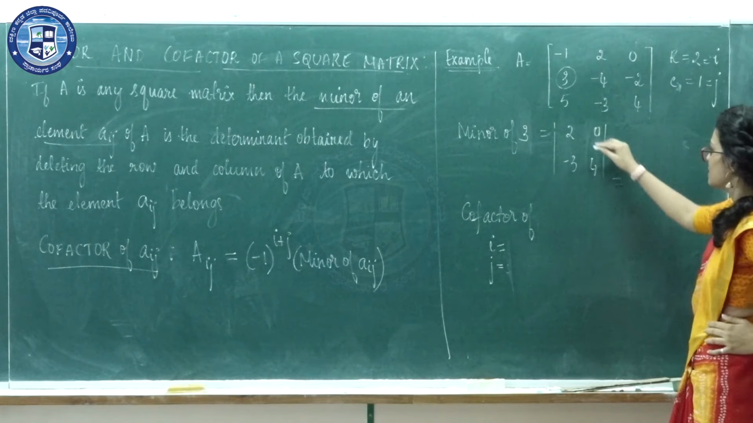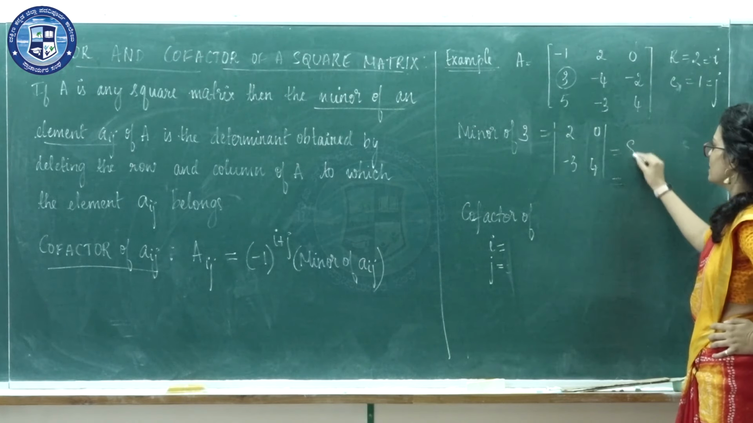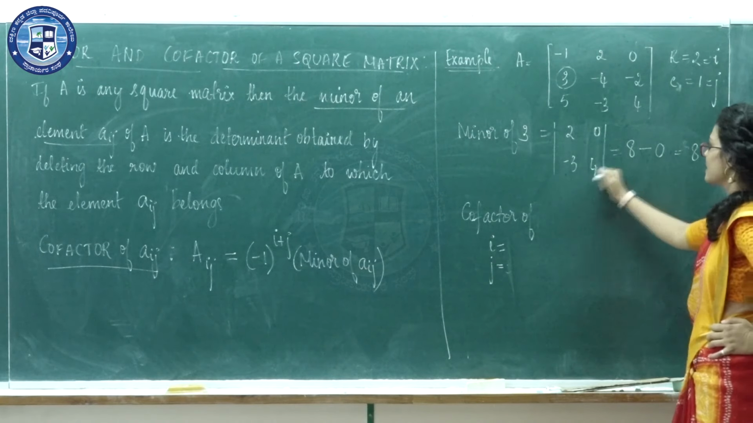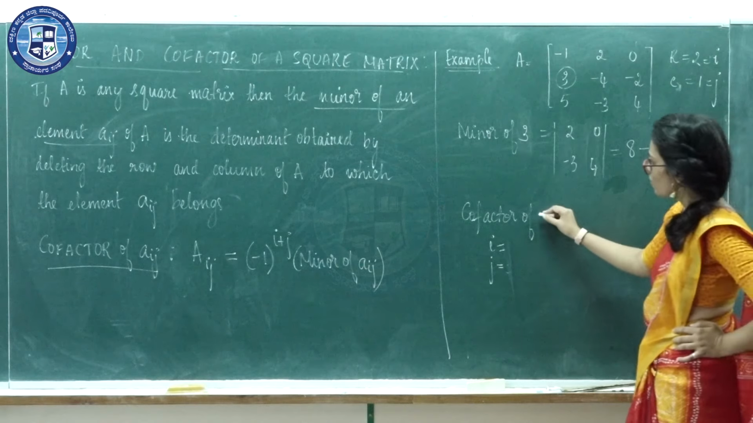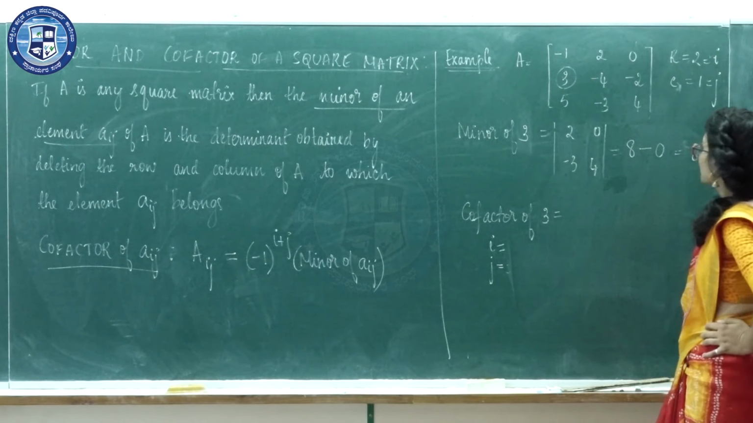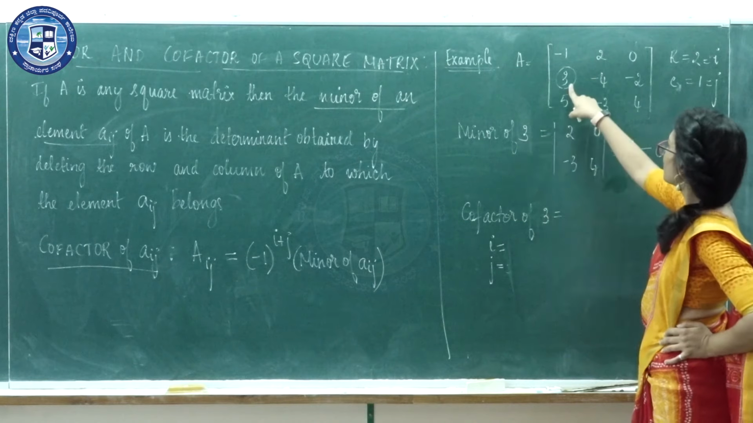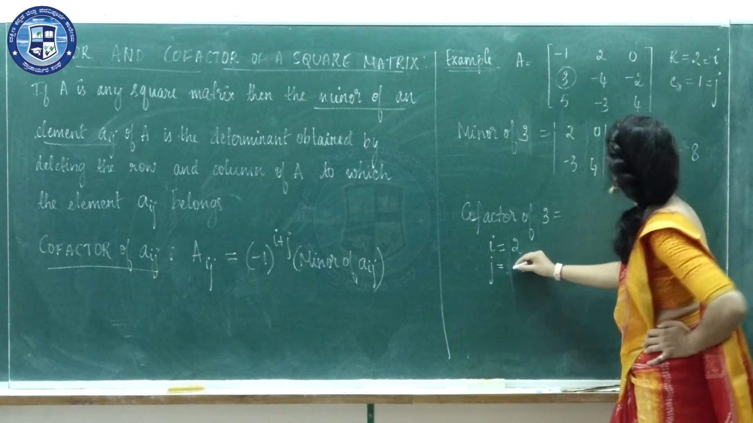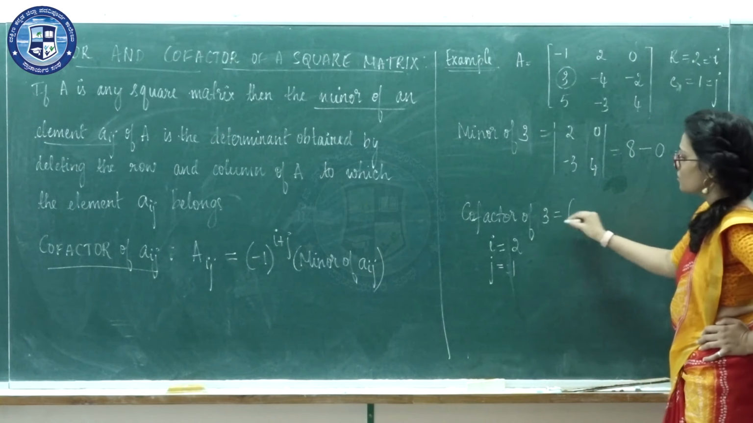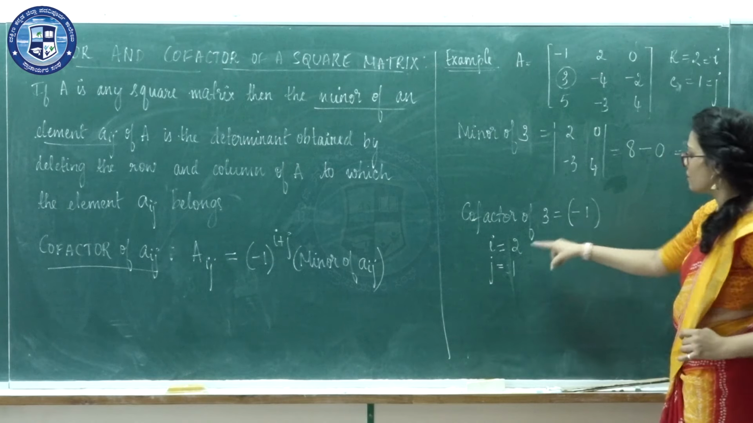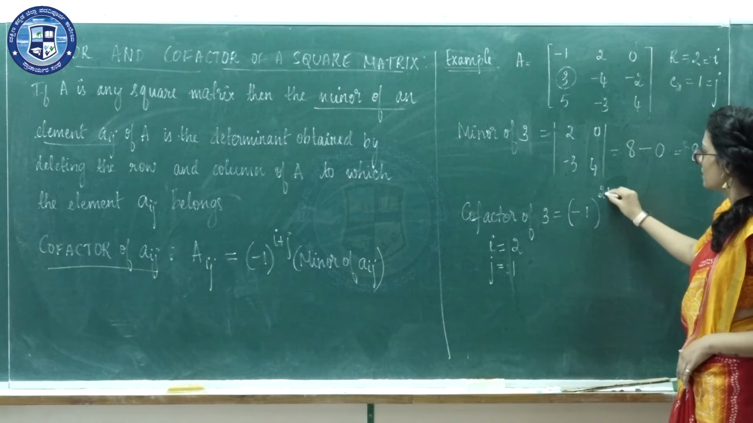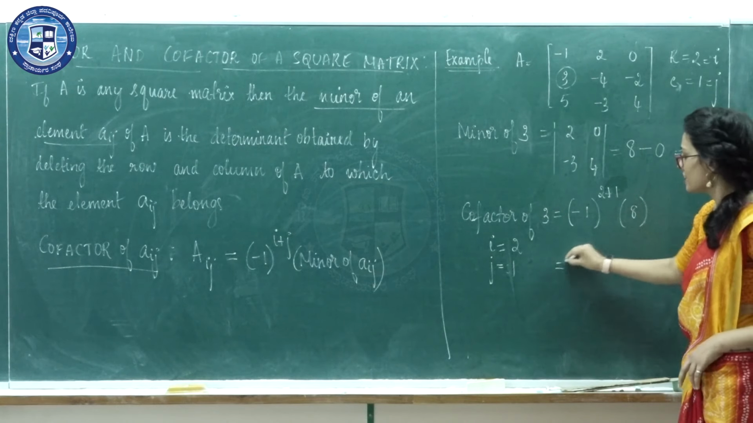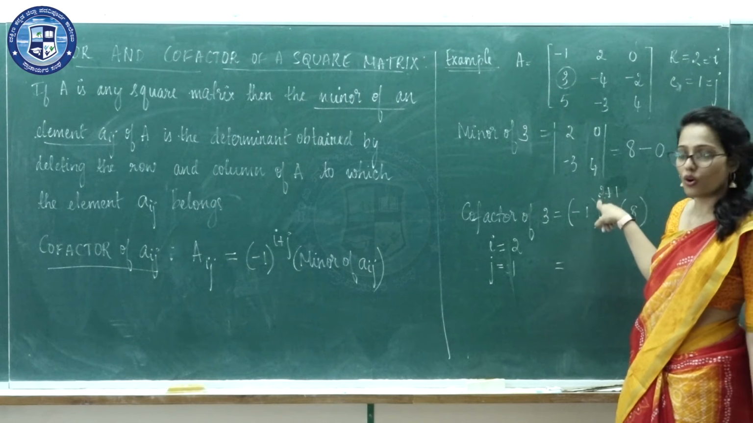Okay, let's calculate the determinant. We get 4 into 2 is 8 minus this is 0. So answer is 8. Okay. Now let's find the cofactor of 3. So this lies on the second row and first column. So i is 2 and j is 1. So let's substitute in the formula. So minus 1 to the power i plus j. So 2 plus 1 into minor of 3 is 8. So we get minus 1 raised to 3, the odd power here.